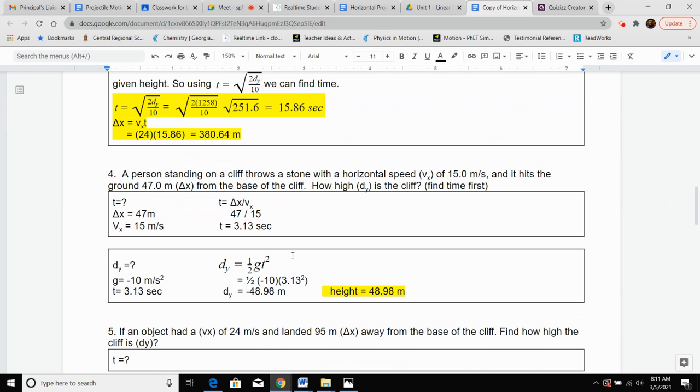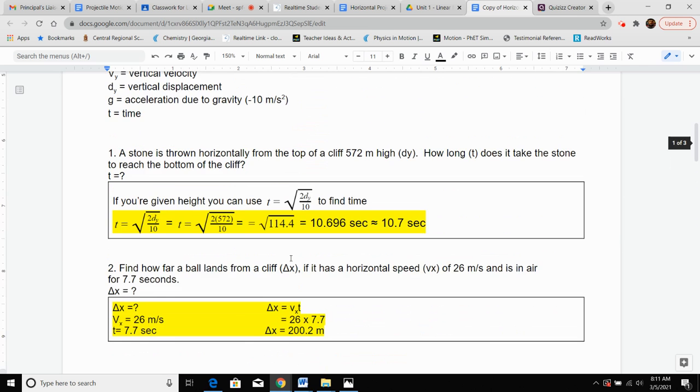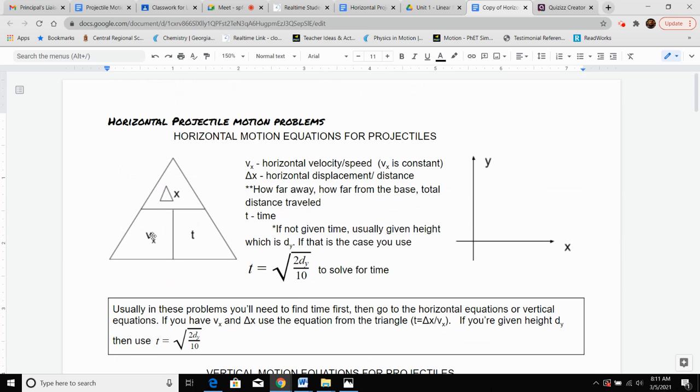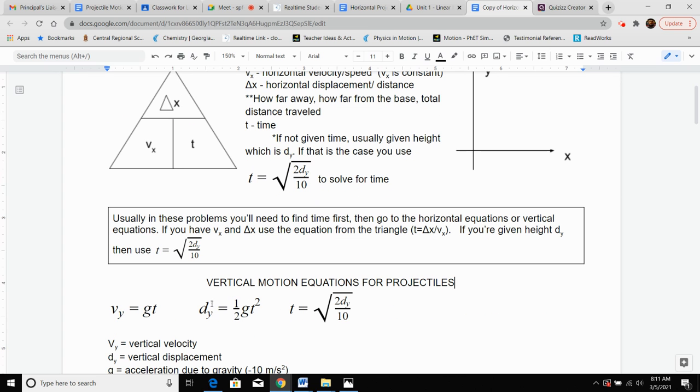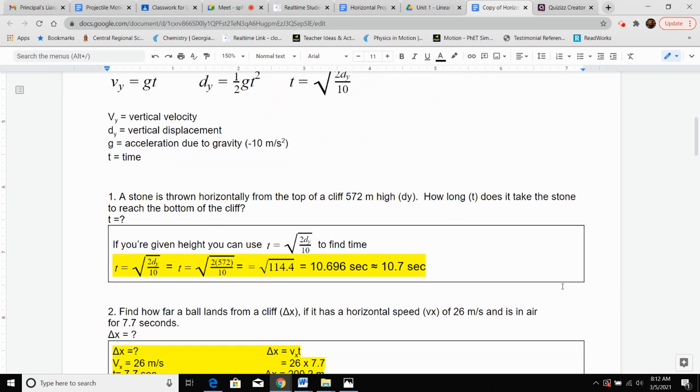All right. So these problems, a lot of the times you're going to need to find time first. So if you're given both Vx and delta x, you can solve for time that way and then plug it in over here. Pretty much get time and then you solve for either delta x or Vx. Get time and then either solve for dy or Vy. That's basically it. So there's like 2 steps to most of these problems. But some, like the first one, it was just 1 step. They give you a height, find time.